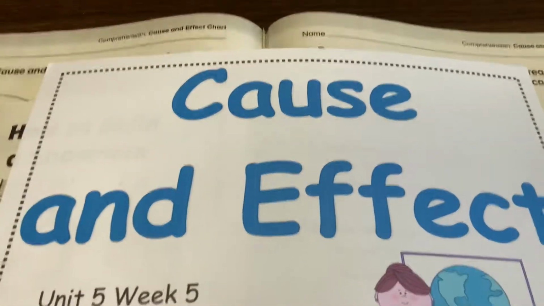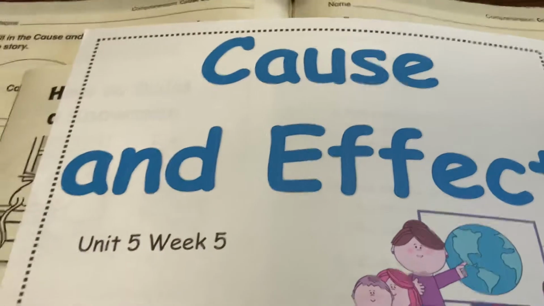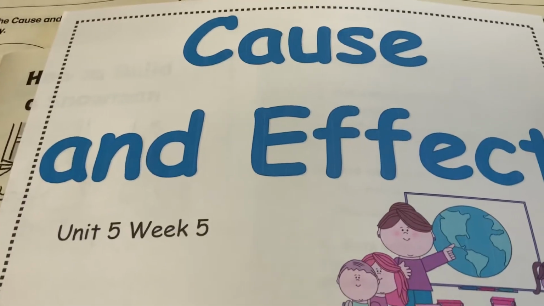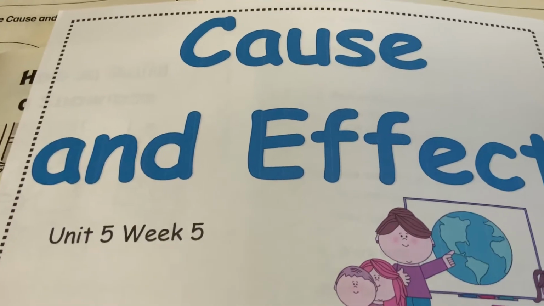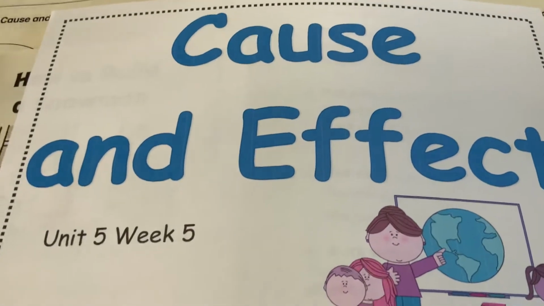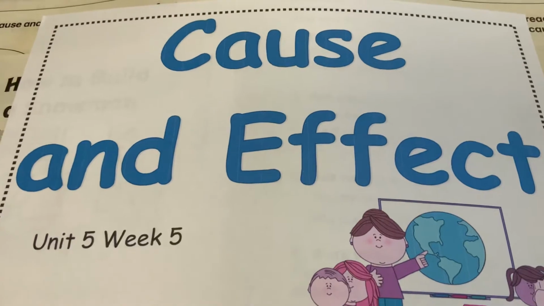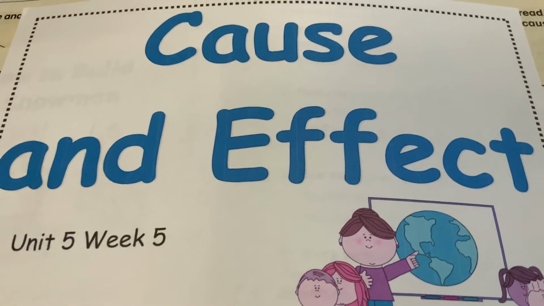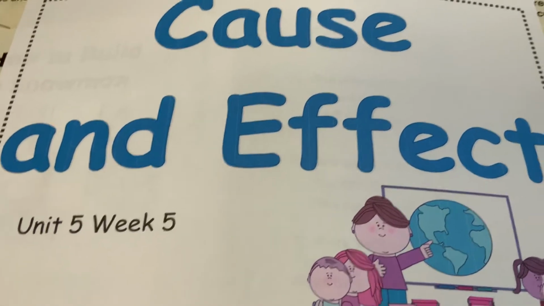Okay, the skill that we're learning this week, we've talked about before: cause and effect. What causes something, and what is the effect of something happening. Okay, you drop a banana peeling on the floor, you fall. What is the cause of your falling? The banana peeling on the floor. What is the effect? You fall.